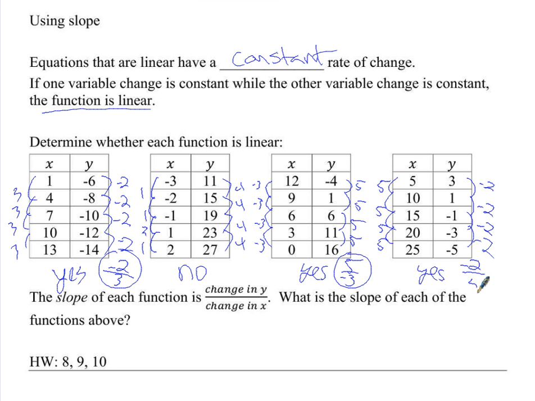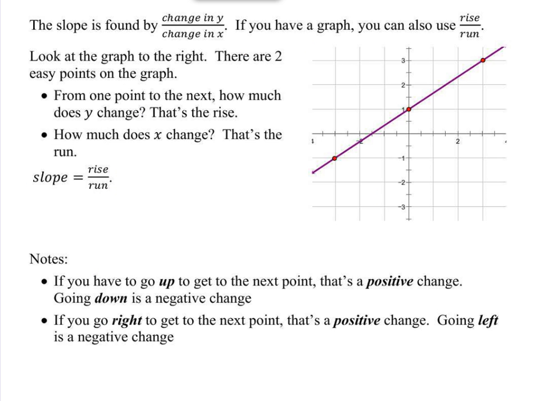-2 over 5. The tricky part is remembering that it's y over x, the change in y divided by the change in x. Okay? That's where most people make their mistakes here. So be careful about that. It's the change in y divided by the change in x. Those are your slopes. If it's not linear, do we write a slope? No. If it is linear and they ask us for a slope, it's the change in y over the change in x. Okay? You're now capable to do 8, 9, and 10 on the homework. So that's one way we can find slope using a table.